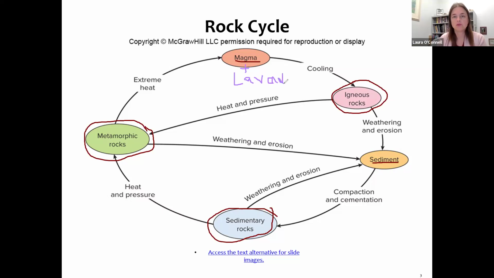So lava is below the earth. Magma is, oh, nope, I got that backwards. Hold on. I'm not very good at annotating. All right, let's try that again. Lava is above the earth and magma is below the earth. Okay, perfect. So if we've got these materials and they're cooling, why might they cool?